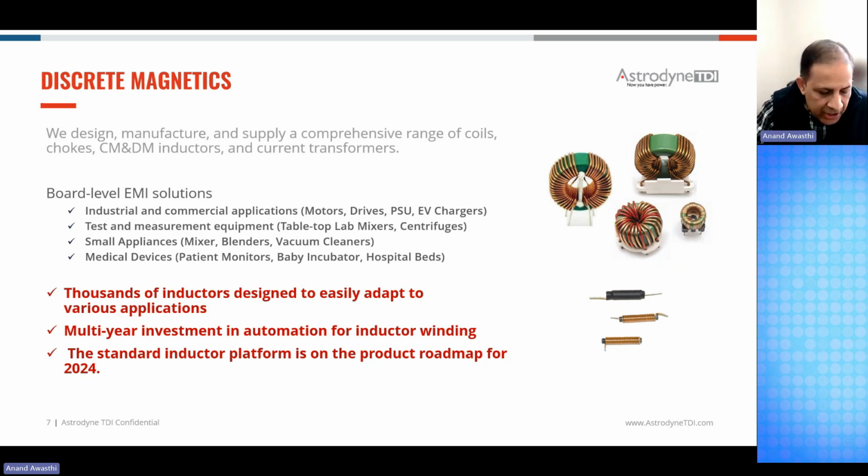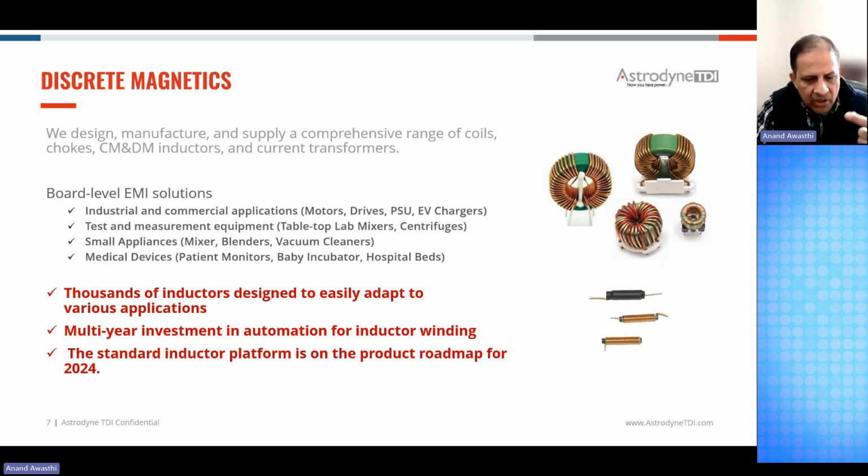In addition to that, we have been doing a lot of multi-year investment in our inductor capability. We have been adding automated inductor winding machines. We have added a few, and there are more getting added. We are trying to do a good job at making inductors so that we can make more standard products.